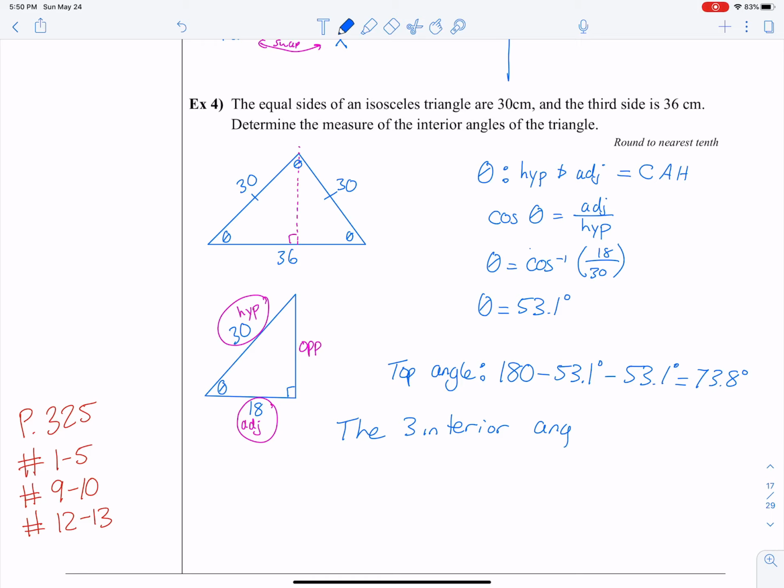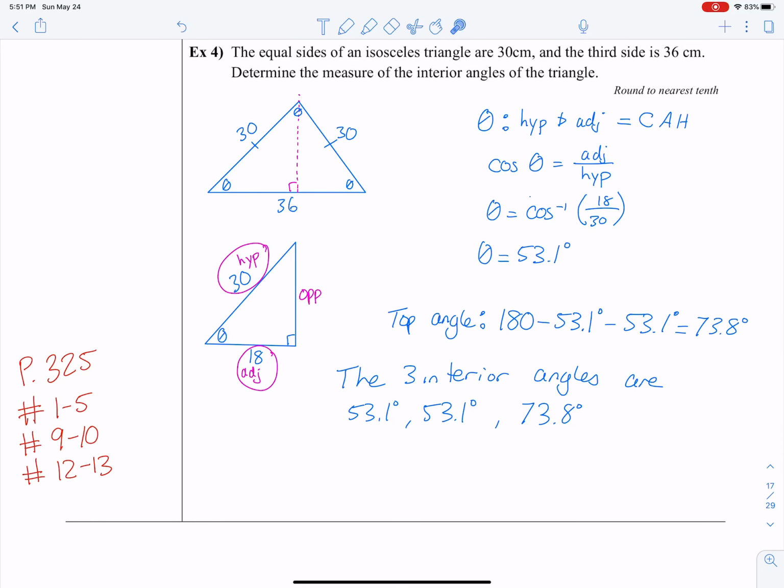So my three interior angles are 53.1 degrees, 53.1 degrees, and 73.8 degrees.